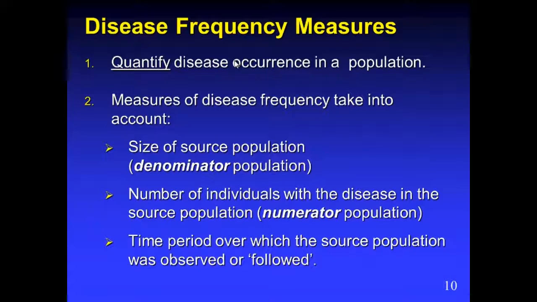So generally speaking, disease frequency measures, which I'm talking about today as prevalence, quantify disease occurrence in a population, and when we talk about the source population, we sometimes refer to that as the denominator population. And when we talk about the number of cases of disease, we sometimes refer to this as the numerator. We use those in the sense that you're familiar with as a fraction, the numerator and the denominator. And then, of course, we need to know the time frame in which we're interested.